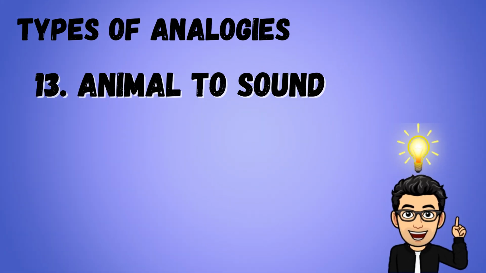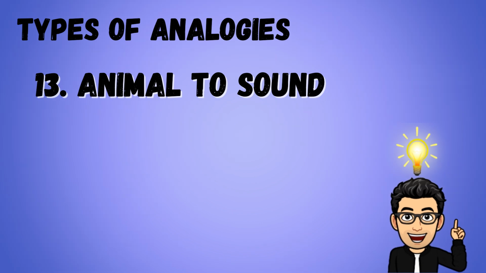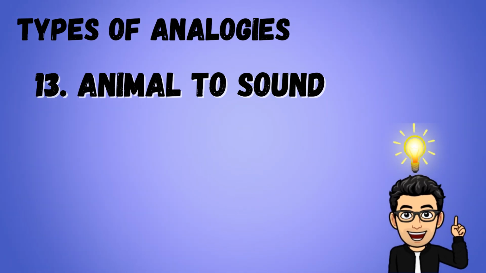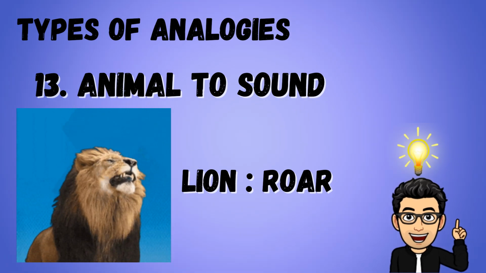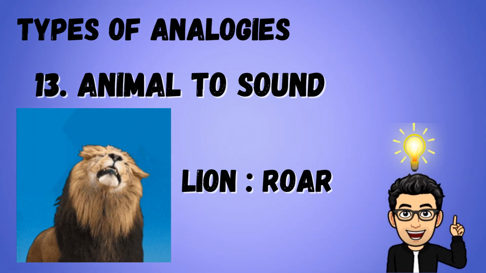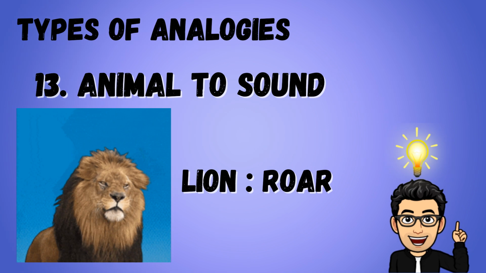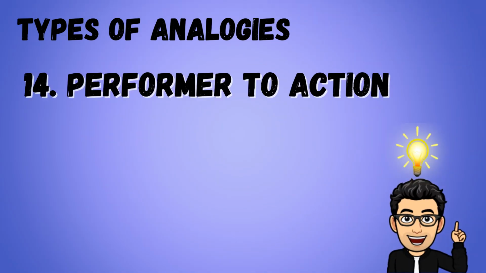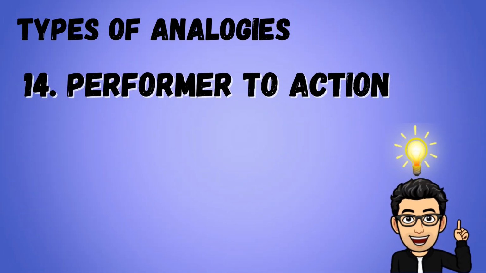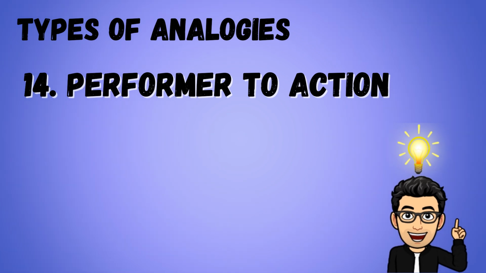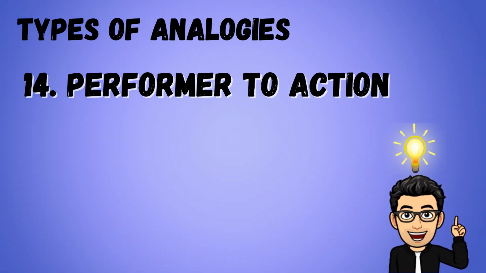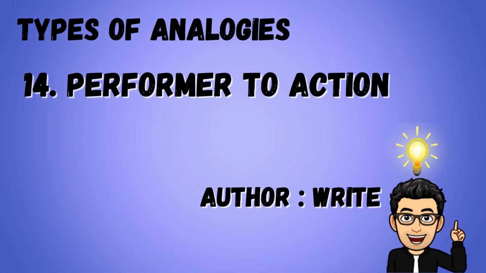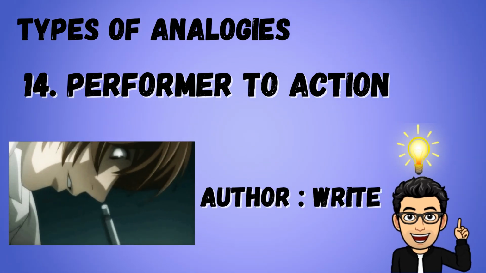Animal to sound analogy means one word of the pair represents the sound produced by the animal or thing given in the other word. For example, lion is to roar. Performer to action analogy means that one word of the pair represents the performer, and the other word represents his or her action. For example, author is to write.